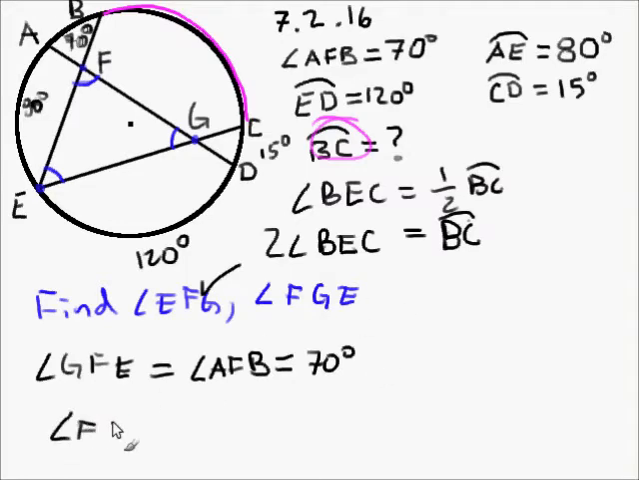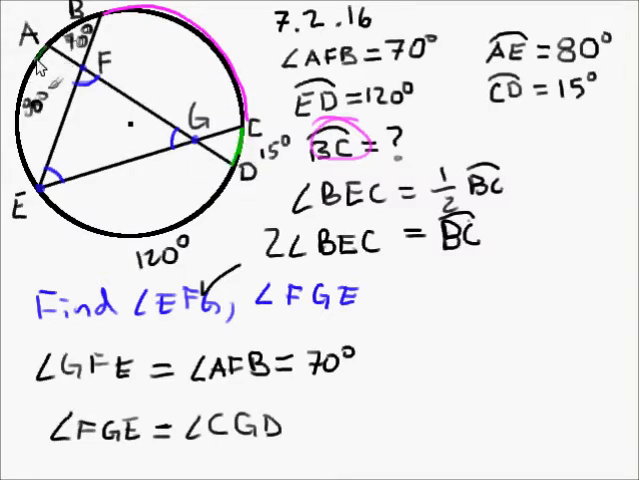Next, FGE. Let's take a look at that. FGE is vertical to angle CGD. This angle right here. So if we find CGD, we've found FGE. But what's CGD? We don't know. We just know that this arc is 15 degrees and this arc over here is 80 degrees. That's what we're given.